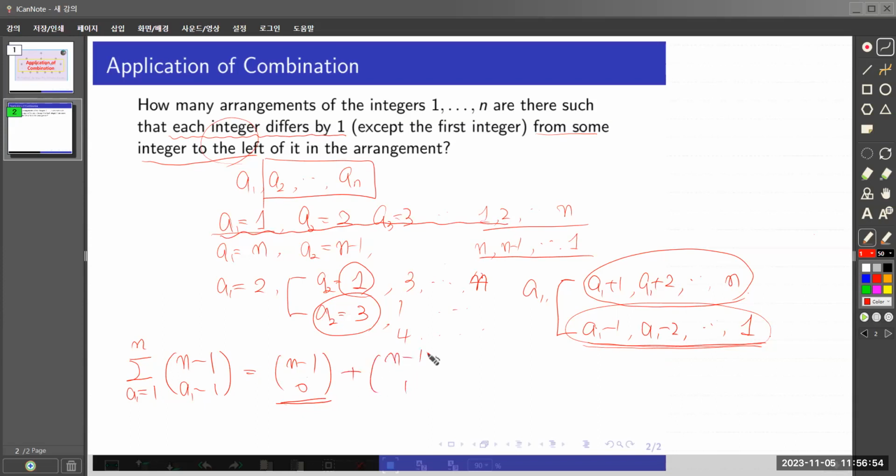And then n minus 1 choose 1, up to n minus 1 choose n minus 1. This is the case a sub 1 is equal to n, and as I told you, there is only one such arrangement.